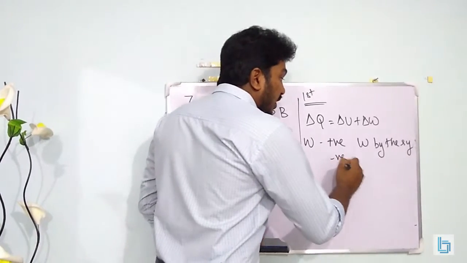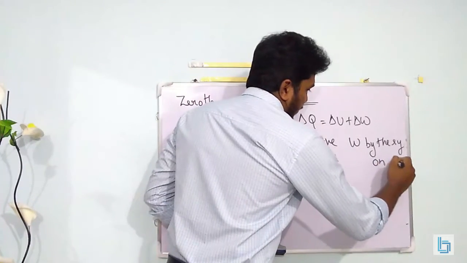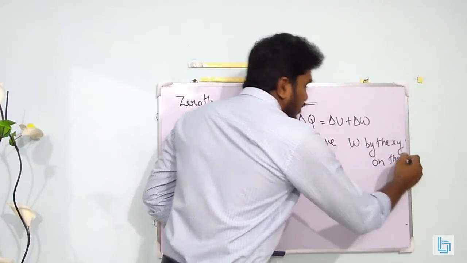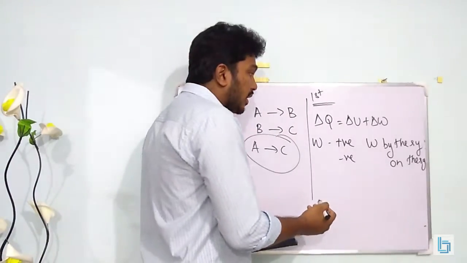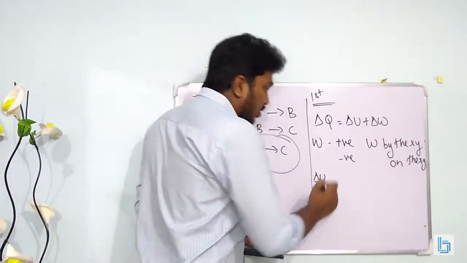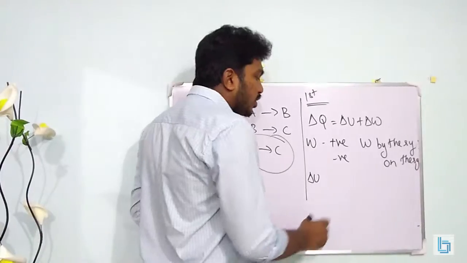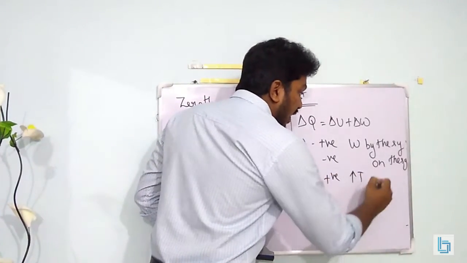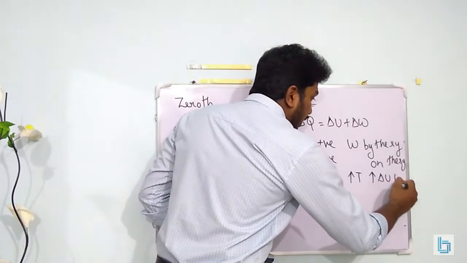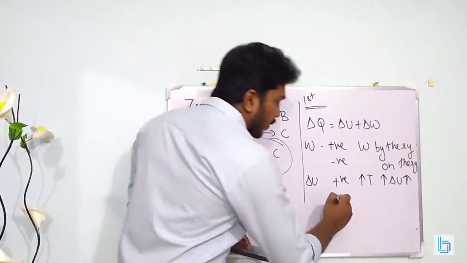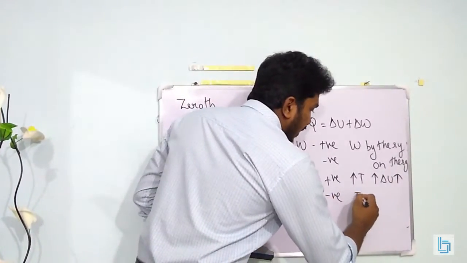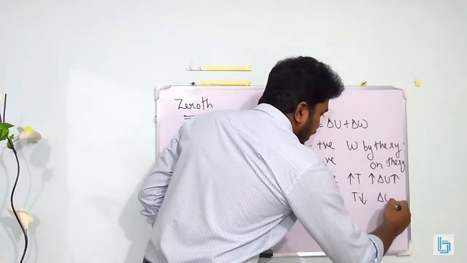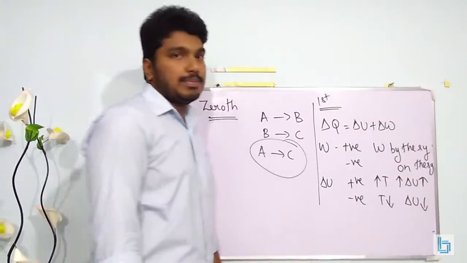So it will be negative if work is done on the system. Please remember that. Okay. Now similarly, the change in internal energy will be positive if there is an increase in the temperature, and as a result the internal energy will increase. Vice versa, it will be negative if the temperature is decreasing, and as a result delta U will be decreasing.